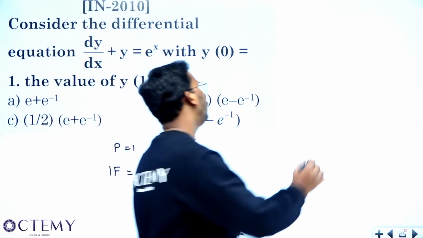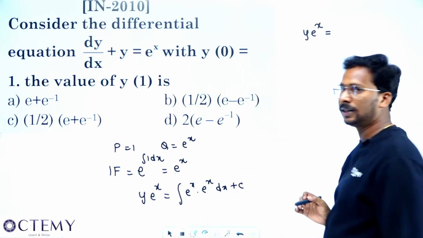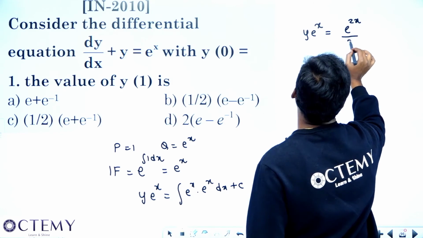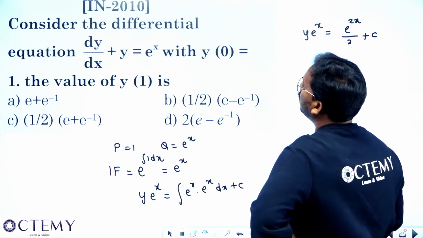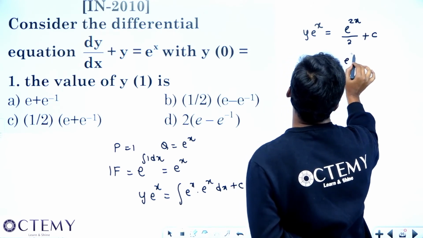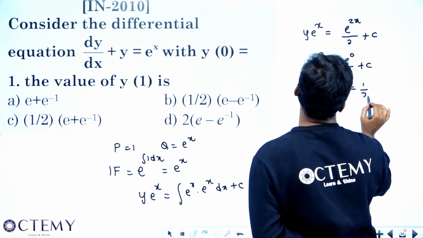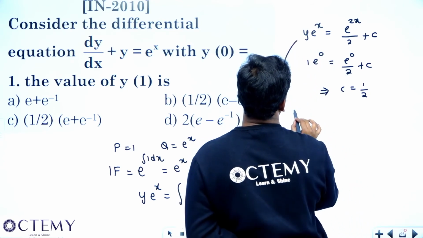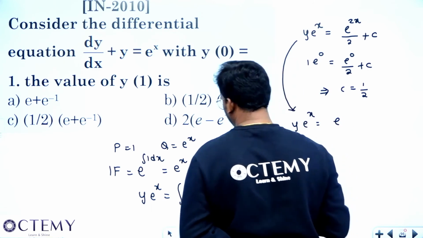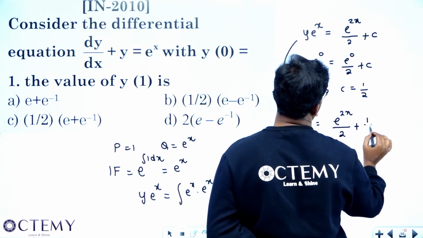So that will become y into e power x is equal to, that will become e power 2x, so e power 2x by 2, e power 2x divided by 2 plus c. What is the initial condition given? When you put x equal to 0, y is 1. So 1 into e power 0 is equal to e power 0 divided by 2 plus c. So you will get c is equal to 1 by 2. Right? So what is the solution? The solution is here. y into e power x is equal to e power 2x divided by 2 plus 1 by 2. Right?